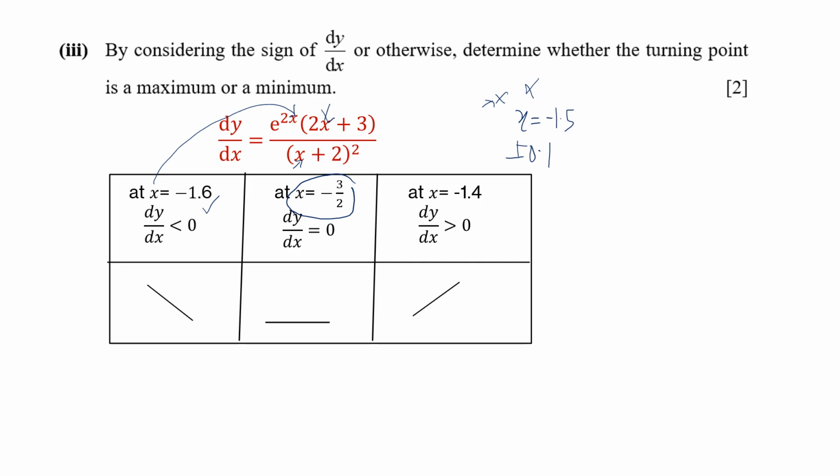So this is how your tangent line will look for a negative value. Then the friend on the right will be negative 1.5 plus 0.1, which gives you negative 1.4. Substitute negative 1.4 into your dy/dx and you end up getting a positive gradient. That's how a tangent line looks for a positive gradient. Then you combine all these 3 tangent lines and you form a minimum point. Therefore, the turning point is a minimum point.